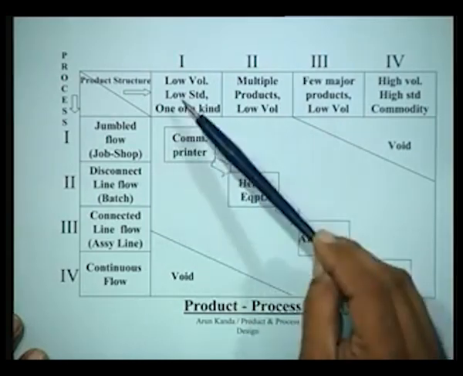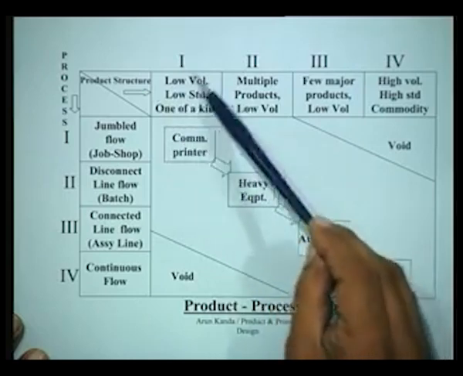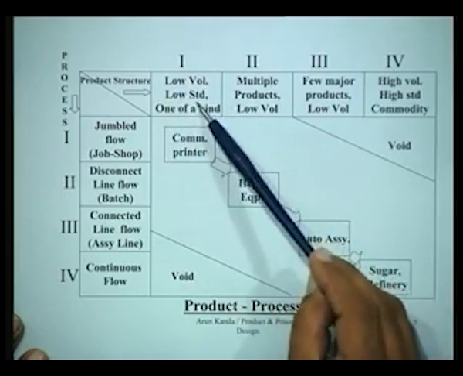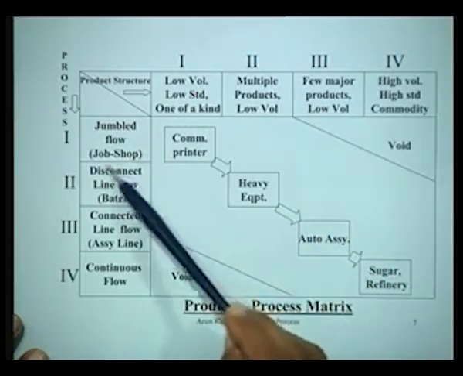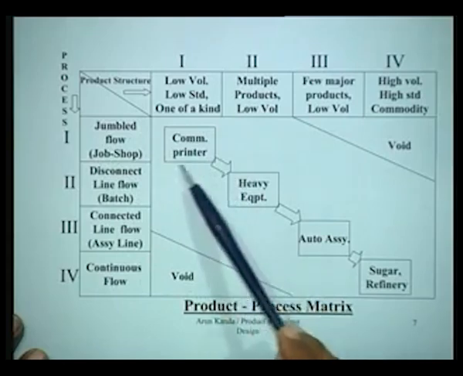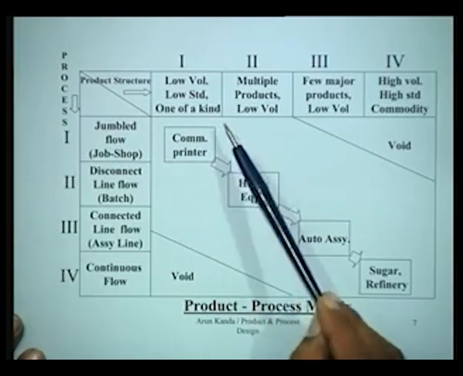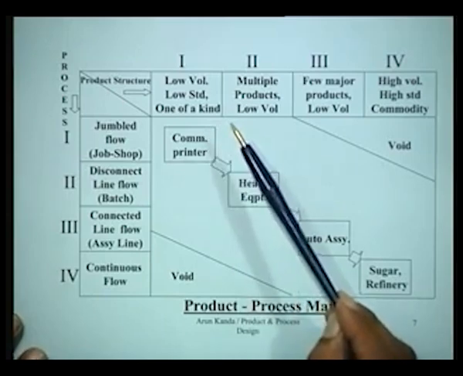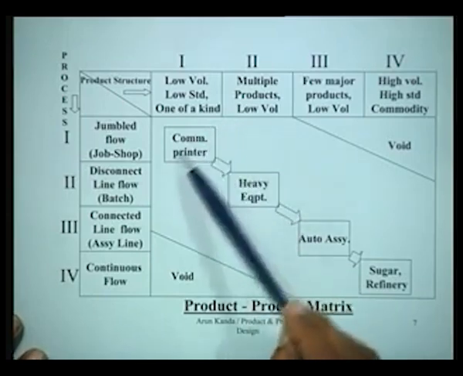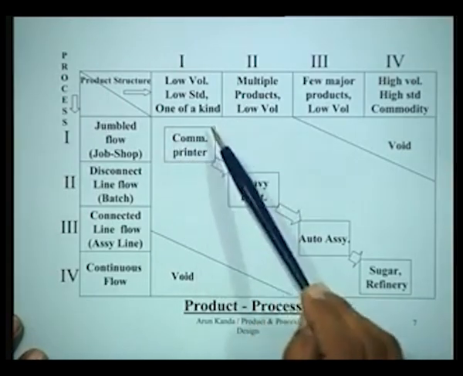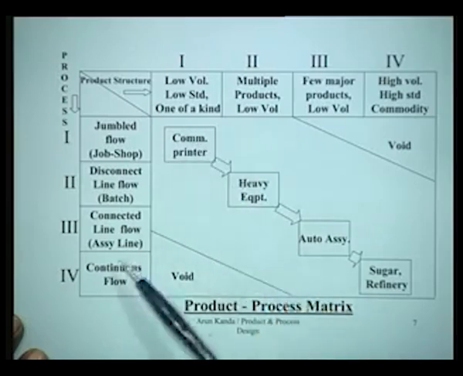What happens is that for this kind of product structure, low volume, low standardization, you typically require a job shop. So a typical example is a commercial printer, which operates generally as a job shop. The typical printing process that we talk about operates as a job shop, and you have this particular scene.